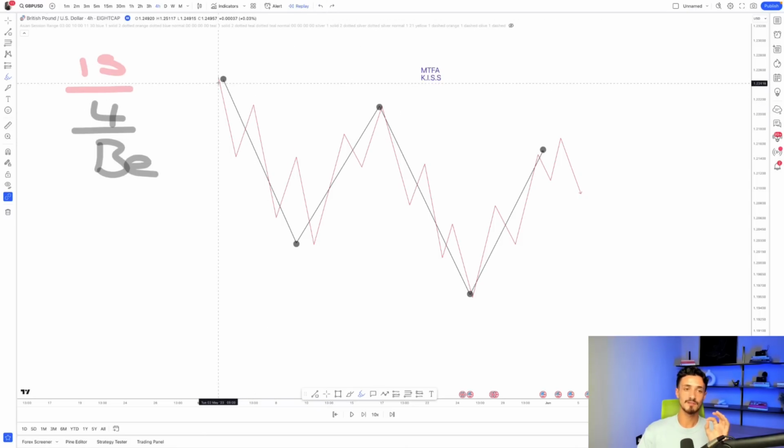So let's map out now our 15-minute, and again, we're going to do that in red. We have a high, we have a low, we have a lower high, and we have a lower low. 15-minute is bearish. Lower high, lower low. So right now the 15-minute is bearish and the 4-hour is bearish.